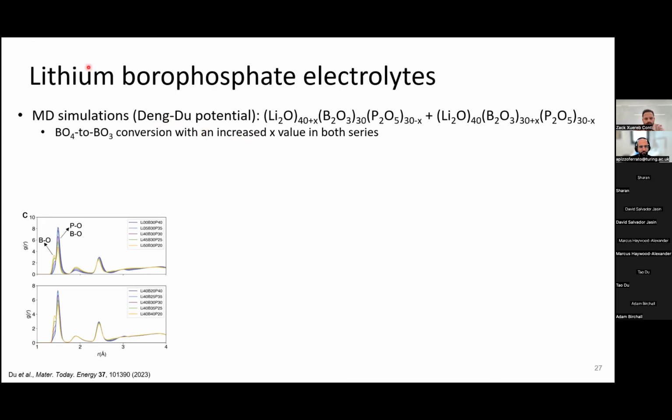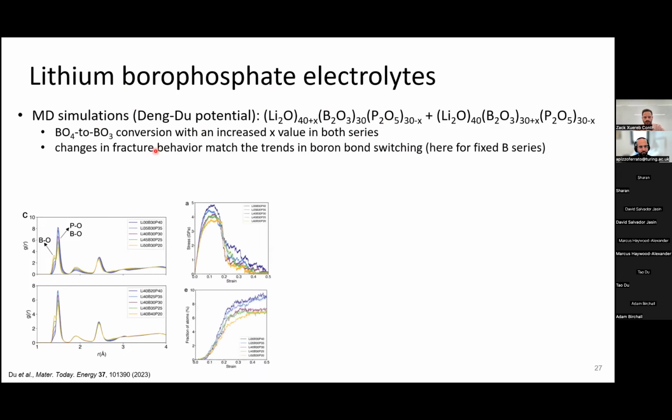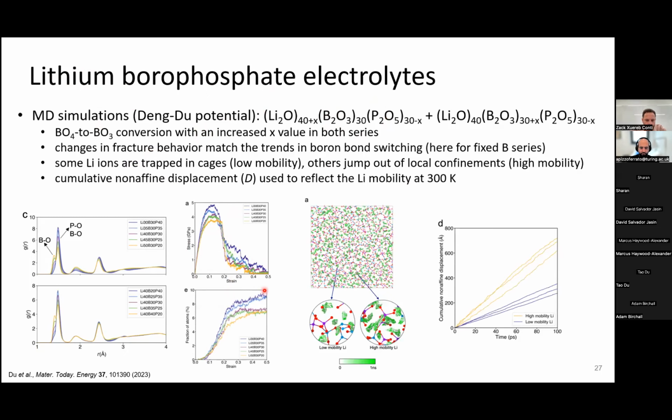Okay, but here we're looking at some lithium boron phosphates. Of course lithium is the mobile ion here, and then boron and phosphorus are the typical network formers. When we vary the composition, as we've discussed, we change the structure. This changes the fracture behavior. And what we can see here in these stress-strain curves is that these glasses are more resistant to fracture when they have a higher amount of these bond switching events, as we predicted.